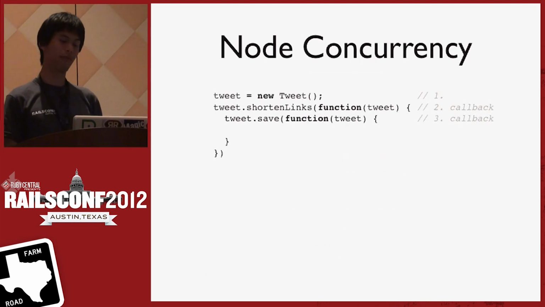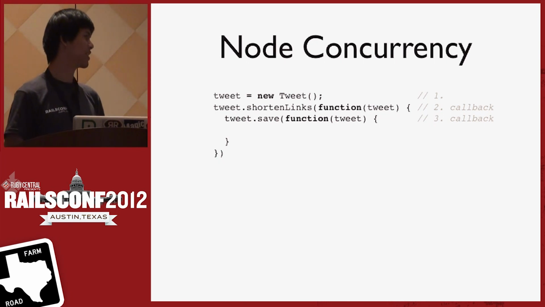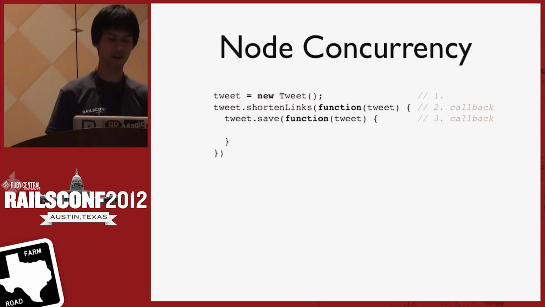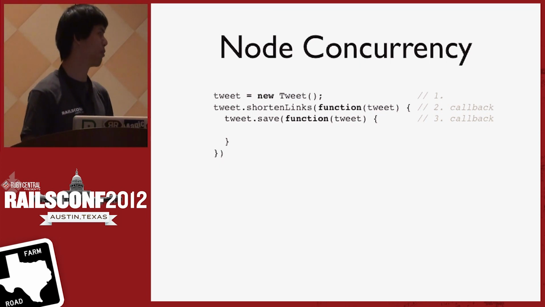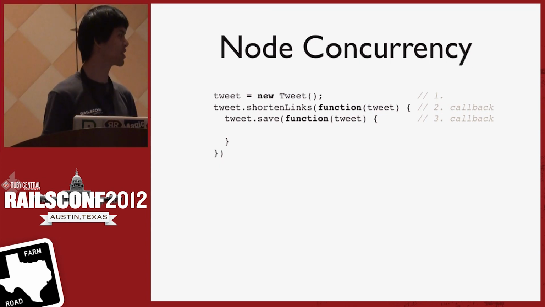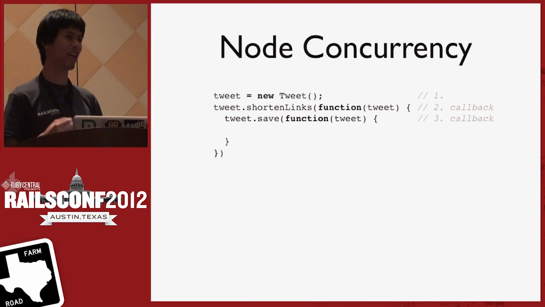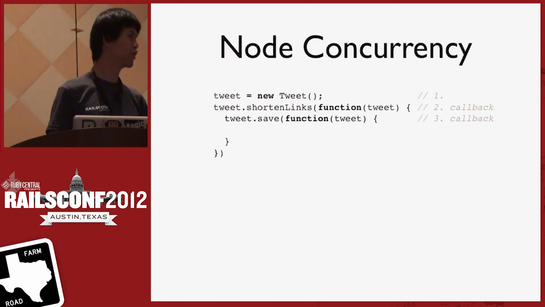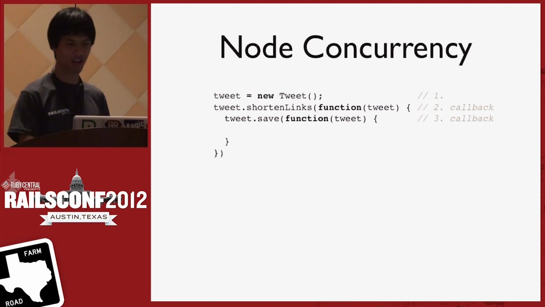If we were to write this same code with Node, it might look something like this. And the main difference is instead of having each line of code run one after the other, whenever we're about to do blocking I/O, we register a callback. So we don't actually wait for Bitly to return with our response. We just say, when you're done shortening our URL, call this callback. The same for the database callback.